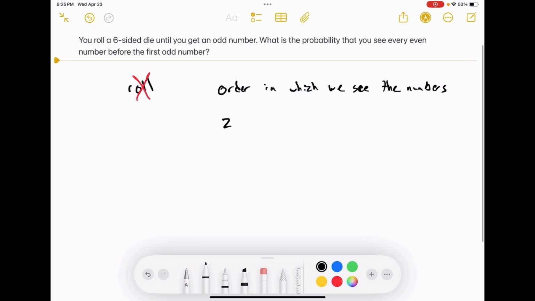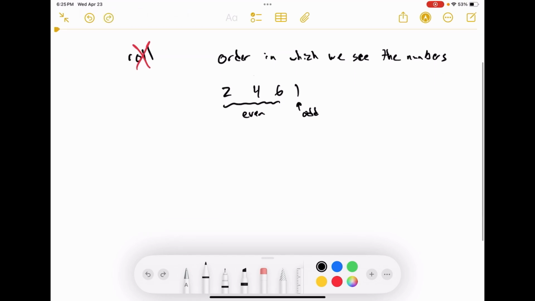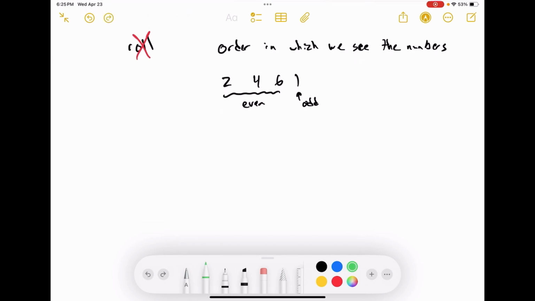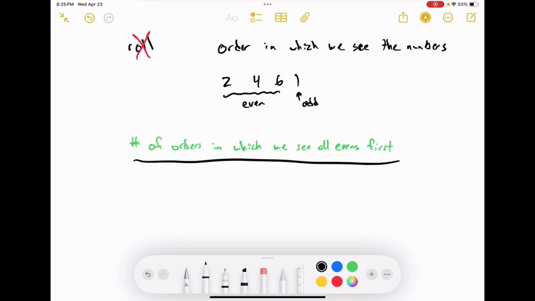For example, we could roll a 2, and then a 4, and then a 6, and then a 1. And here we saw all of the even numbers before the first odd number. That's what we care about, not the individual rolls. So what we really want is the number of orders in which we see all even numbers first, all evens first, over the total number of orders.